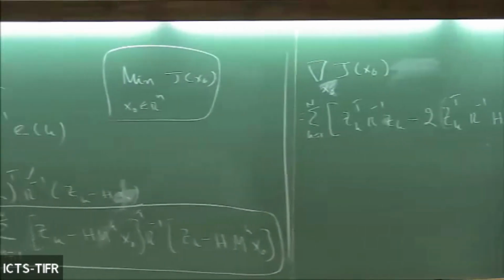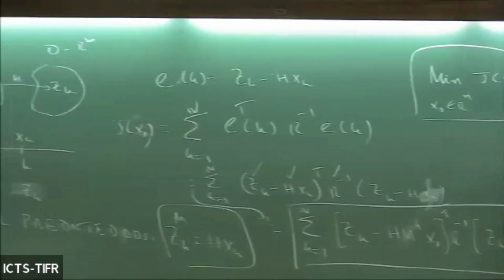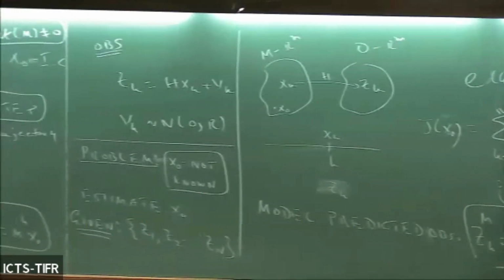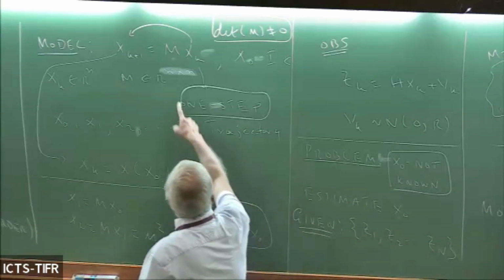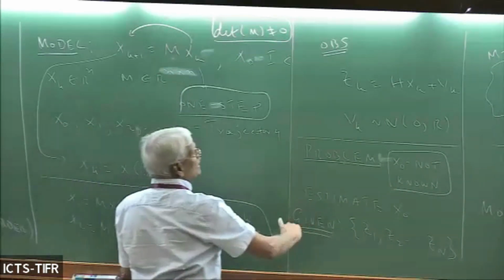Why? If the determinant of M is 0, it means the columns of the matrix are linearly dependent. If the columns of M are linearly dependent, that's a defect. For the model to be non-defective, the matrix of the model must be non-singular. Just like the matrix H we talked about yesterday, the columns of H must be linearly independent for the problem to be well posed. Same ideas carry over. So here, what are the assumptions? The model is a full rank matrix. My H is a full rank matrix.